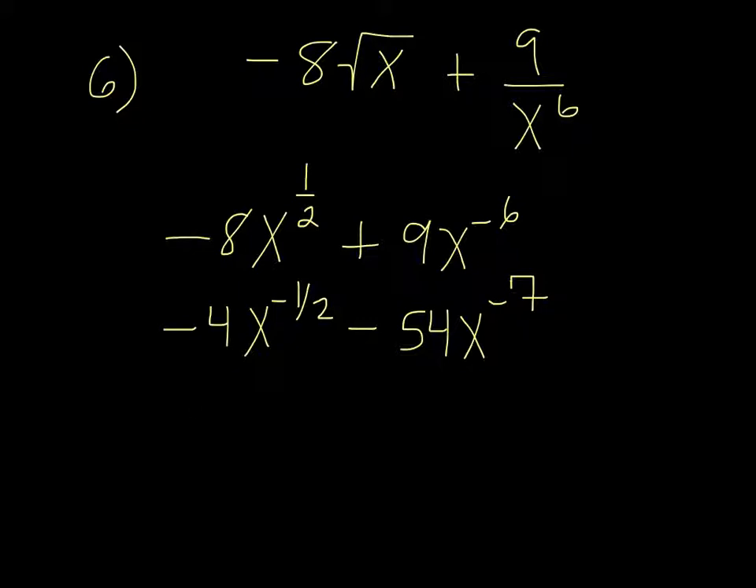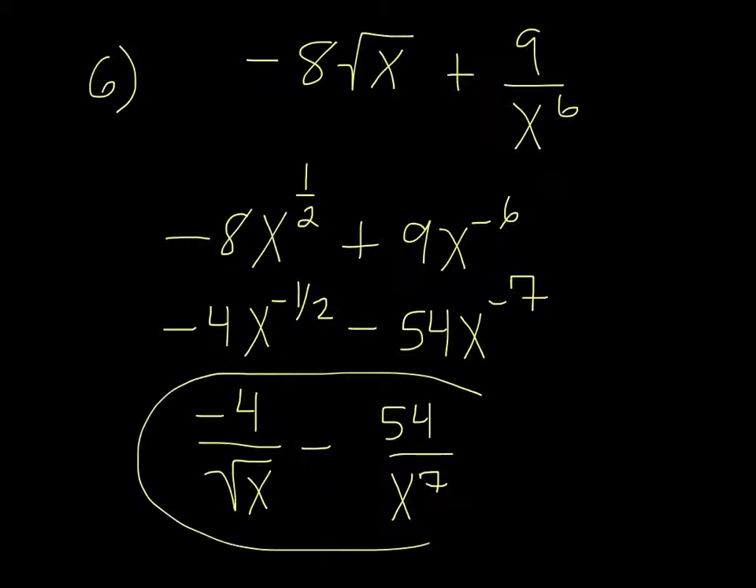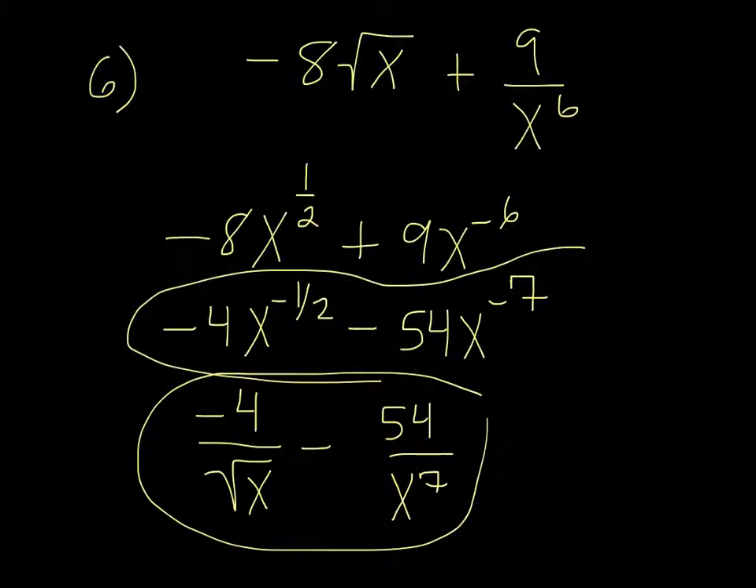Now you can rewrite this as negative 4 over the square root of x minus 54 over x to the 7th. Either one of those answers is fine.